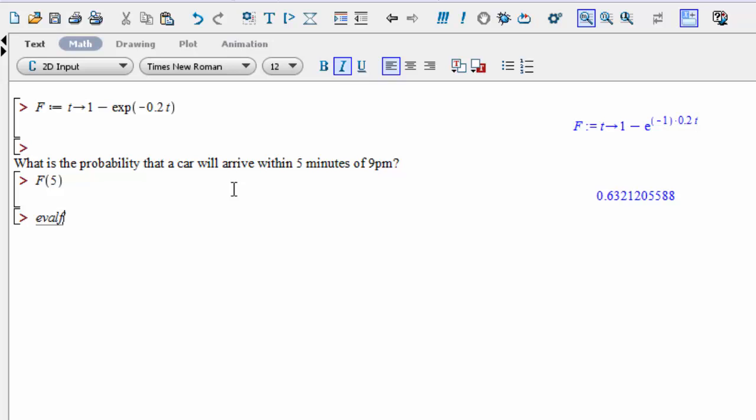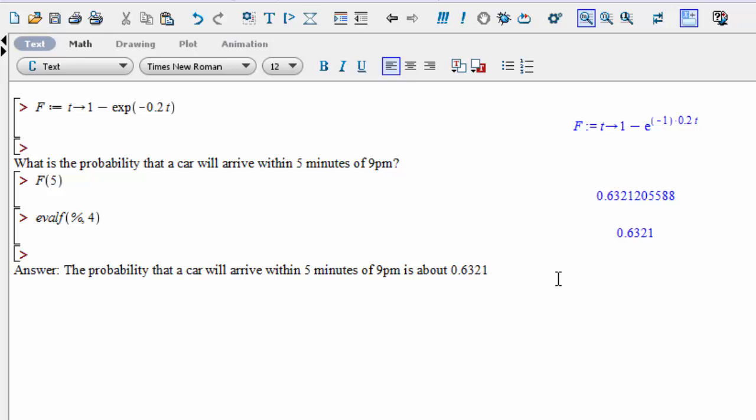If we want to round that off a tad, we give it what we want to evaluate. We're going to use percent to indicate the most recent evaluated expression and tell it how many digits we want. Let's ask for 4. So we see that the probability that a car will arrive within 5 minutes of 9 p.m. is about 0.6321. And I've written my answer there in text mode.